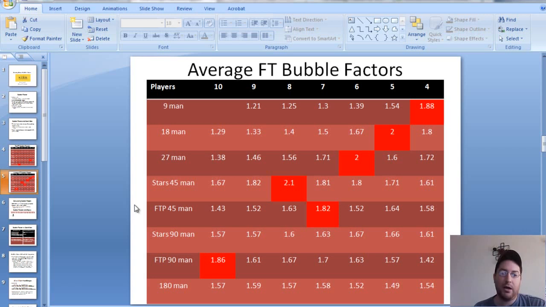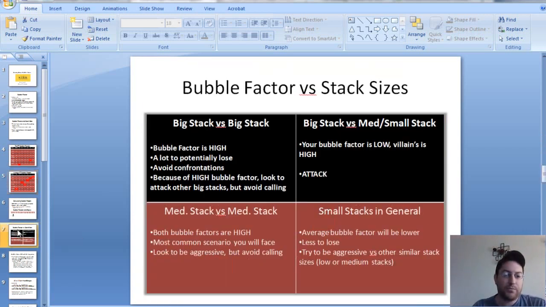A flatter payout, you're going to have a higher bubble factor. So here, now let's start factoring in stack sizes. As I said before, if you have a big stack, you have more to lose. So if you're in a big stack versus big stack confrontation, your bubble factor is extremely, extremely high because you have a lot to lose there. And you essentially want to avoid those confrontations, especially if you're on the calling end of things.